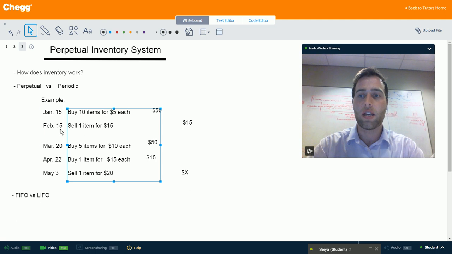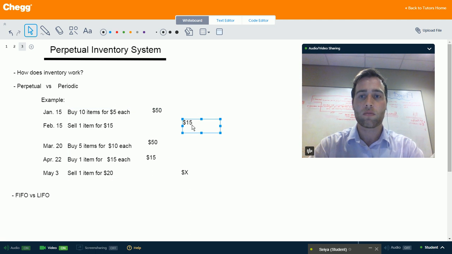We know that right here, standing at February 15th, all we have is 10 items, right? We don't know that this March and April stuff, we didn't buy that yet. We're looking at just a point in time, which is February 15th. All we have is 10 items. So FIFO, we know that all we can do is sell one of those 10. We sell one item, we know it's going to be one of those 10, right? Because that's all we have.